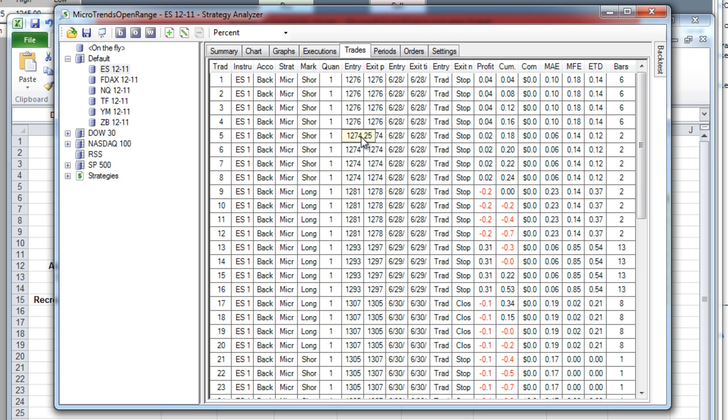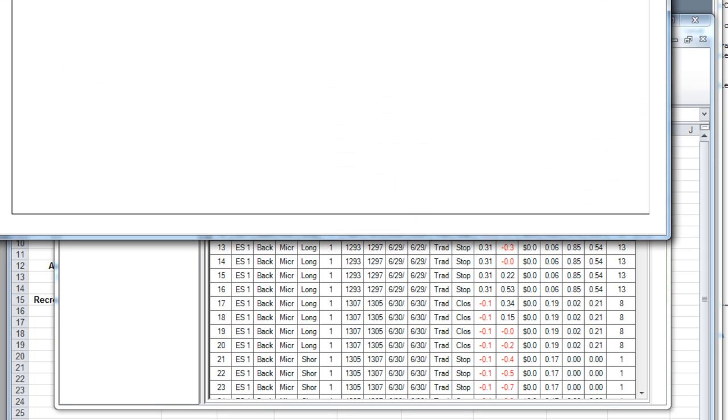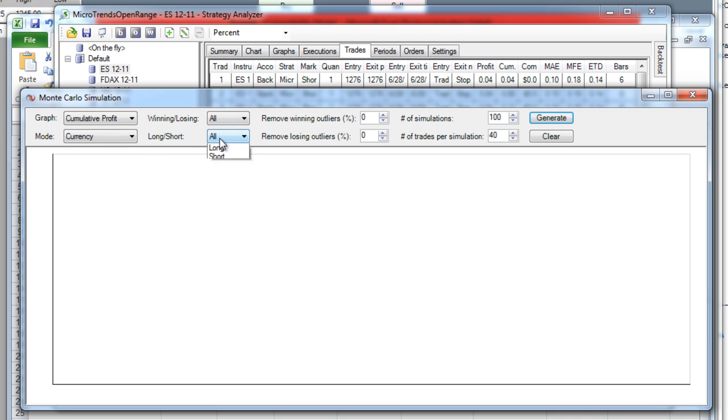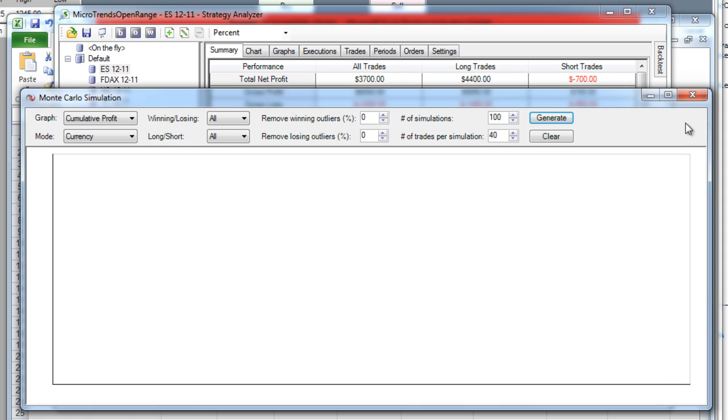If I go to trades, I can right click and choose Monte Carlo simulation. And here I can graph a number of different metrics, and I can do it in, of course, currency, percent, or points. I can do it on just my winning or losing trades and just my long or short trades. And then I have some filtering and setting inputs right here before I generate. So let's just start with profit. According to this, I had 3,700 profit.